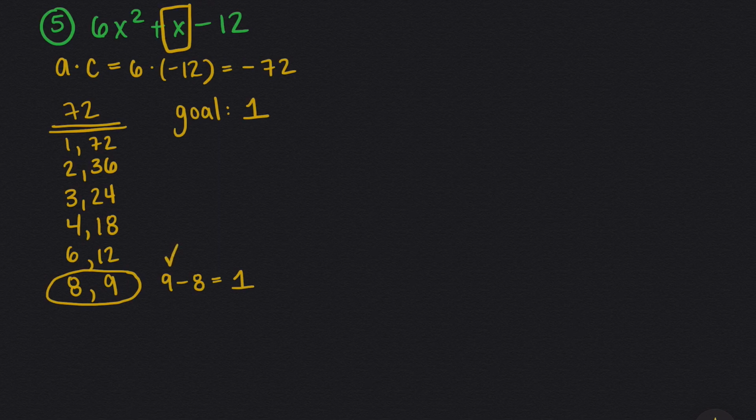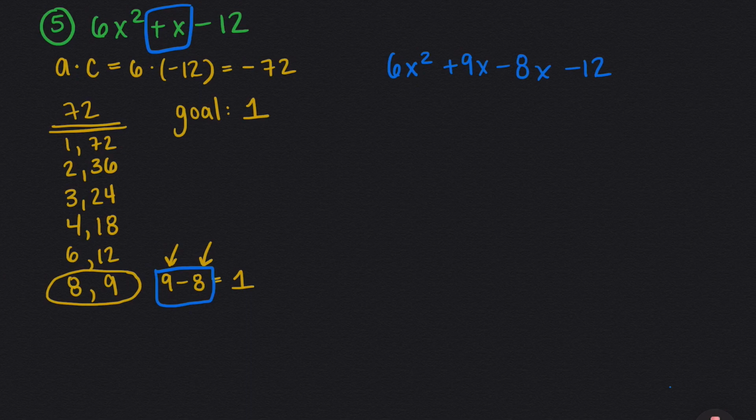These are the two numbers that we'll use when we rewrite our trinomial into having 4 terms. So we have 6x squared. We'll also bring down that negative 12 at the very end. And instead of writing that plus x in the middle, we'll use our factors 9 and negative 8. So we'll write down a plus 9x minus 8x. And that leaves us with our original question rewritten with 4 terms.